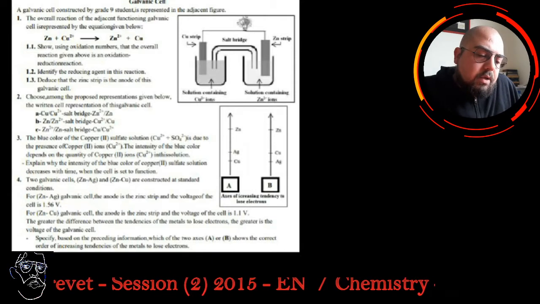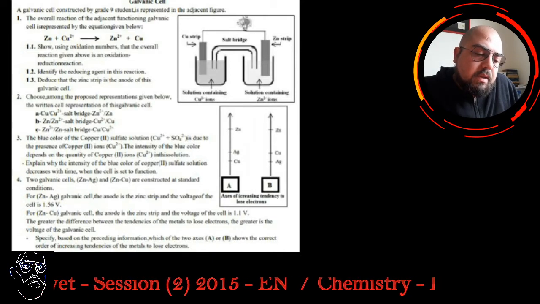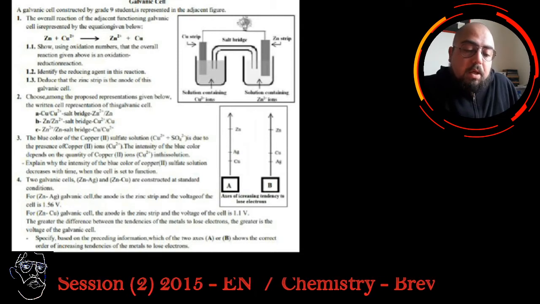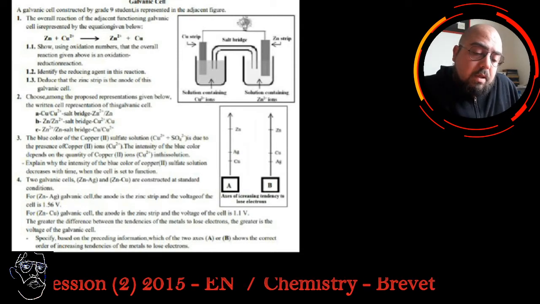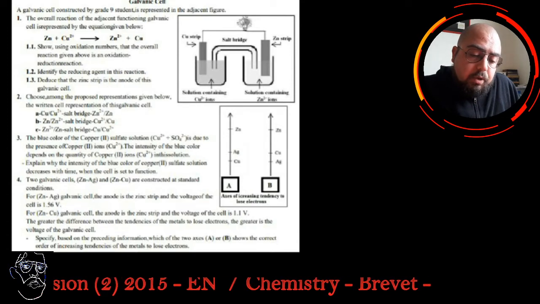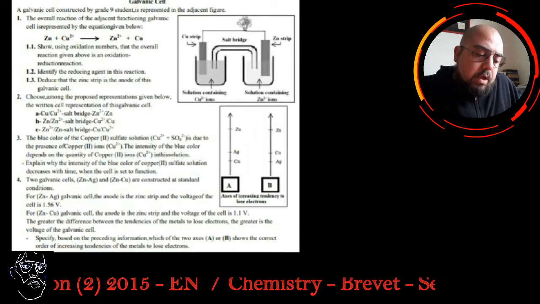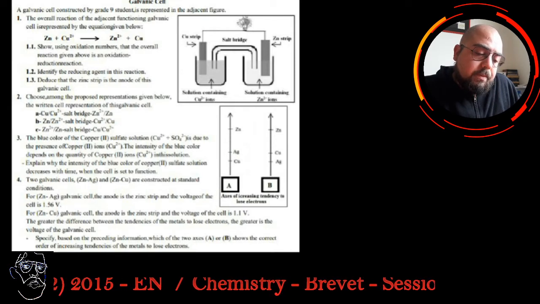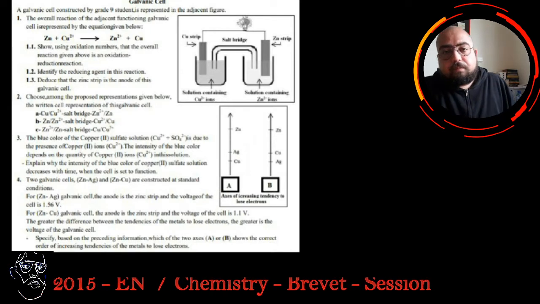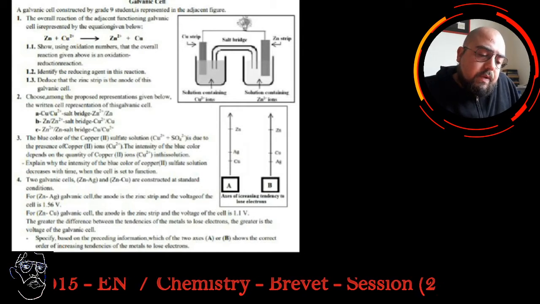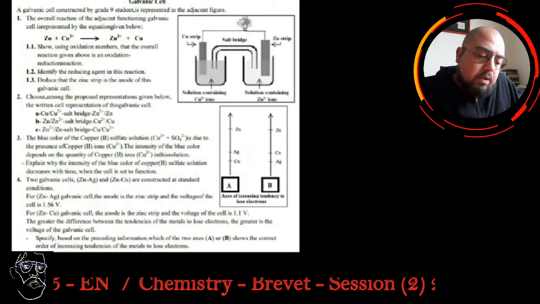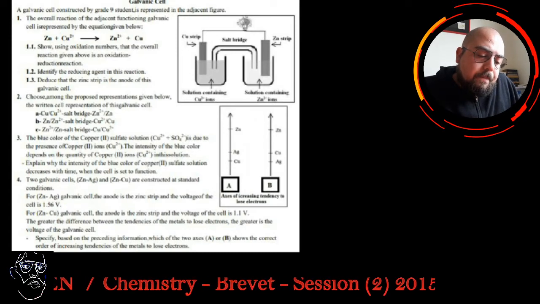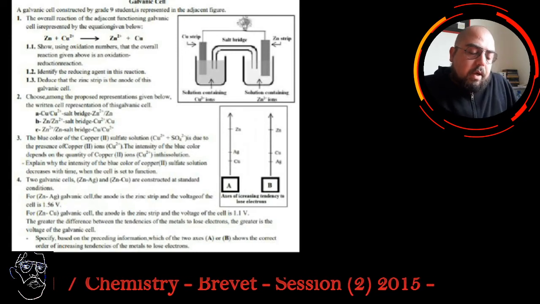A galvanic cell constructed by a grade 9 student is represented in the adjacent figure. So we have a Cu strip in a solution containing Cu2+, and a Zn strip immersed in a solution containing Zn2+. The overall reaction of the functioning galvanic cell is represented by the equation given below: Zn plus Cu2+ gives Zn2+ plus Cu. Show using oxidation numbers that the overall reaction given above is an oxidation-reduction reaction.